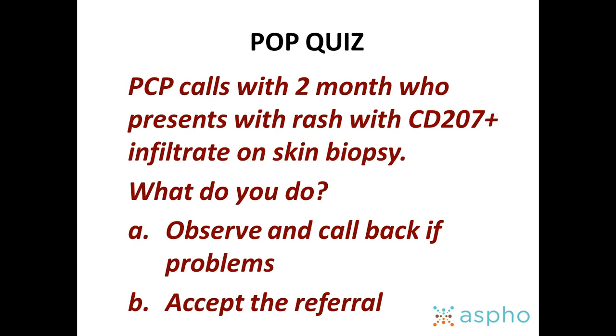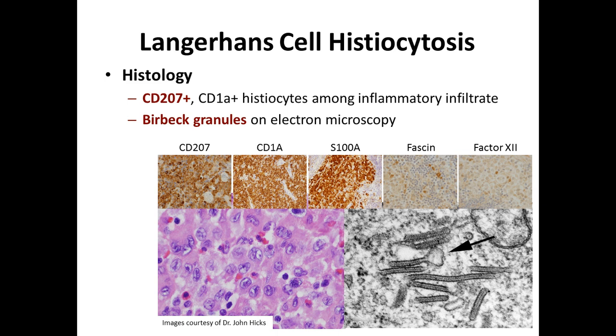All right, so pop quiz. A PCP calls you with a 2-month-old who presents with a rash. It wouldn't go away, so they got a skin biopsy. It's CD207 positive, so what do you do? Do you say, don't worry about it, that's going to go away by itself, or do you say, we should probably see this kid? All right, so this is my one lobbying point. Go ahead and see the kid, because 50% of the time they're going to have LCH in other parts of their body. So what does LCH look like?